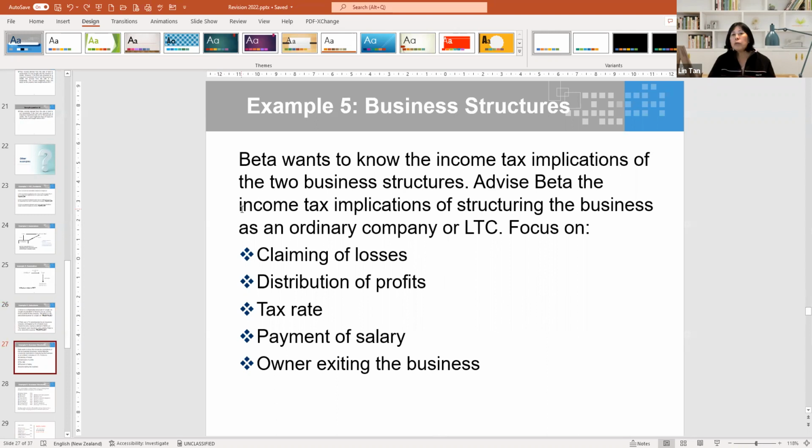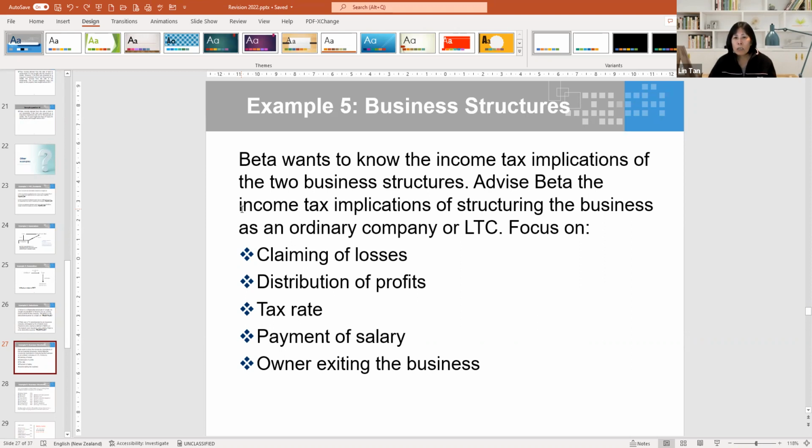All right, so I've given you some examples on the FBT and dividend regime and some scenarios of deductions. Right now we move on to business structure. We have covered about 4 main business structures, and within the corporate structure, we have looked at LTC and QC as well. So you need to know the differences in the income tax treatment of those different structures.